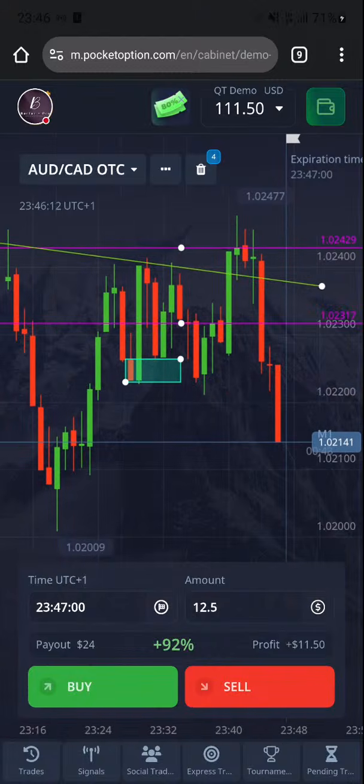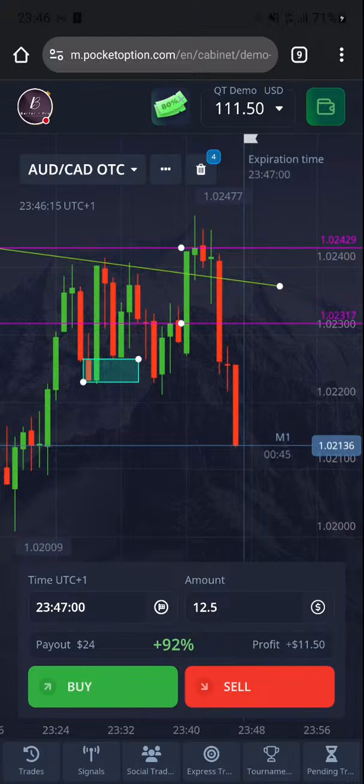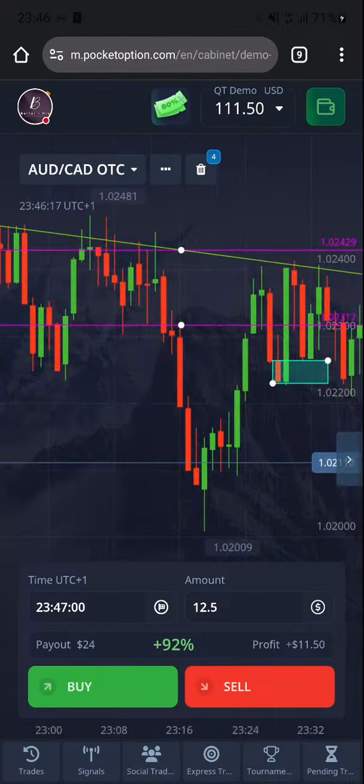Now I cannot go with buyers again because I can see that the sellers are beginning to push to the downside, just like they did here. So I'm not taking the trade.